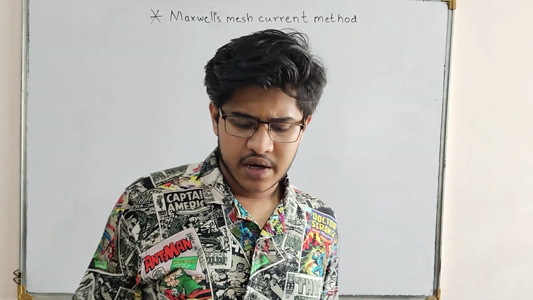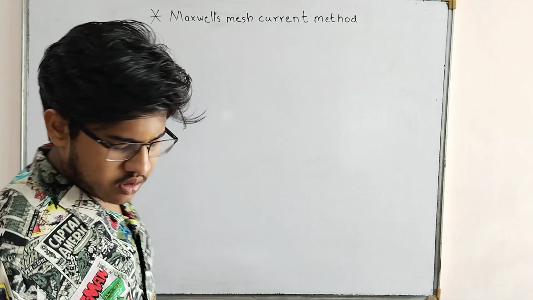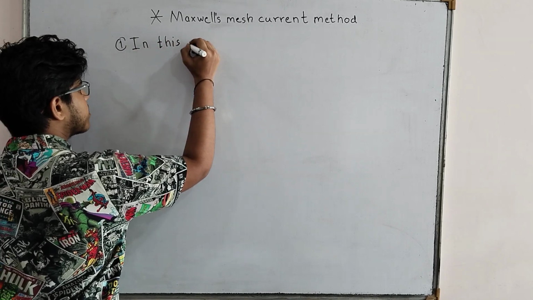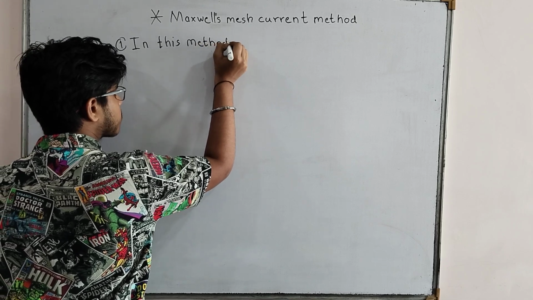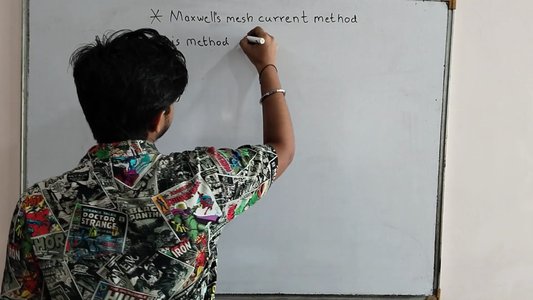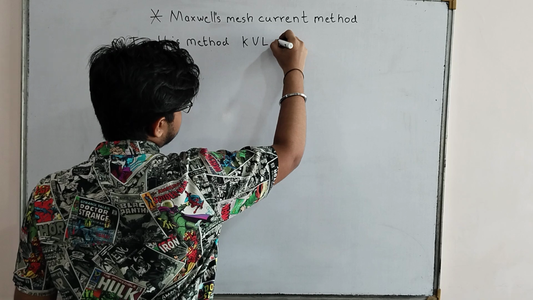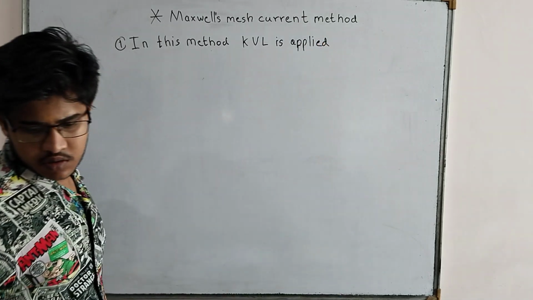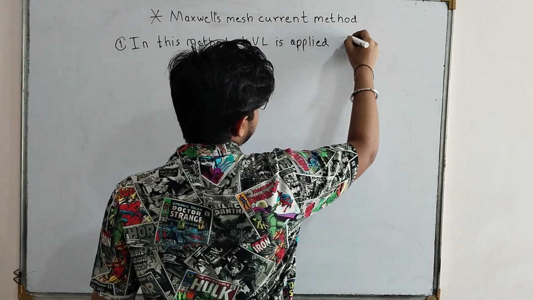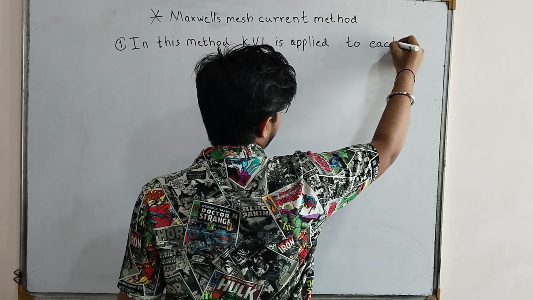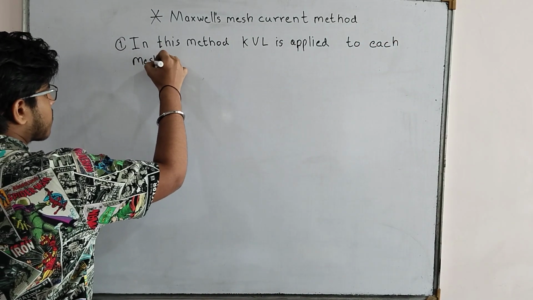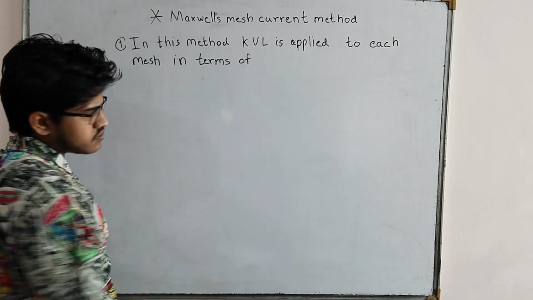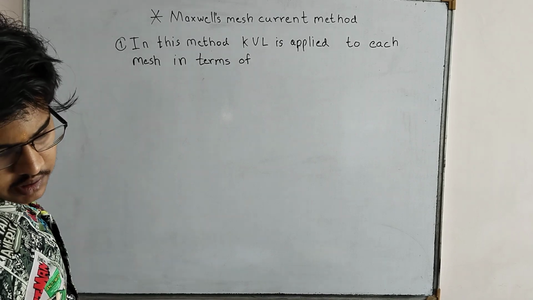Okay, so now I am going to write the theory of this. You may please note down. Point number 1, in this method, KVL is applied. What is KVL? KVL is Kirchhoff's voltage law, applied to each mesh in terms of mesh currents instead of branch currents.